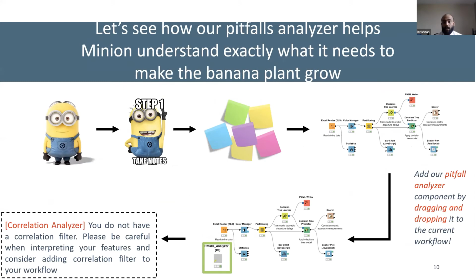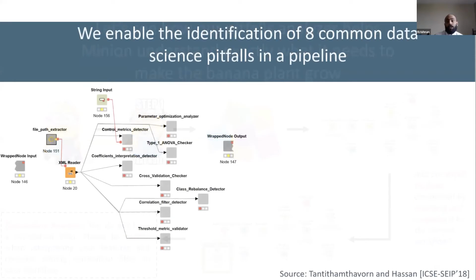So what our pitfalls analyzer does is, once this pipeline is generated and we drag and drop the pitfalls analyzer component, it analyzes the pipeline, identifies the common pitfalls, and immediately flags something like: you do not have a correlation filter, so please be careful when you're interpreting your features. A warning like this would go a long way in helping data science practitioners quickly realize, oh yeah, I forgot to deal with correlation, or in this case, I'm only worried about the performance of the model, so I'm not going to worry about correlation. So the decision might lie with the practitioner, but it would be an informed decision from now on.